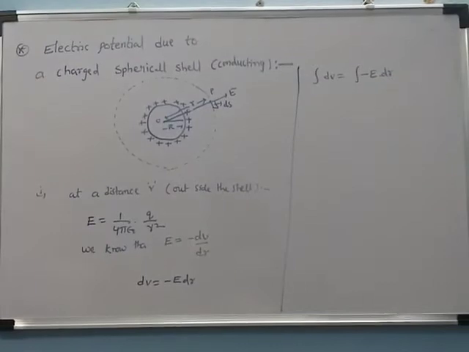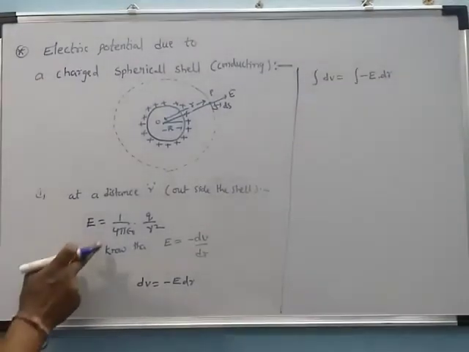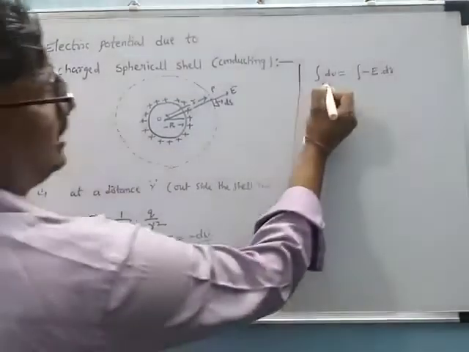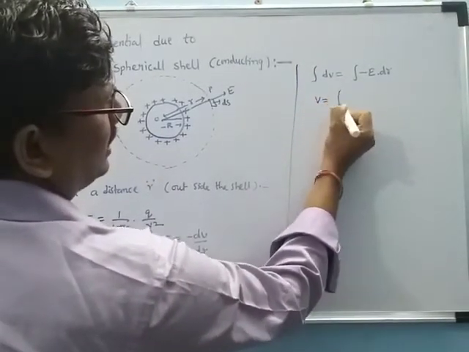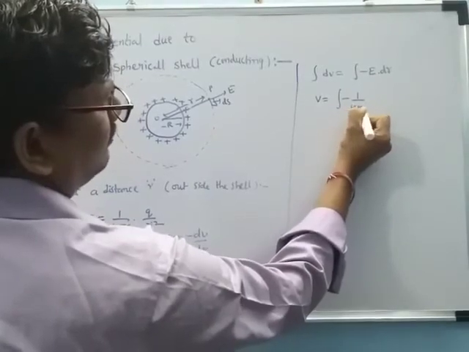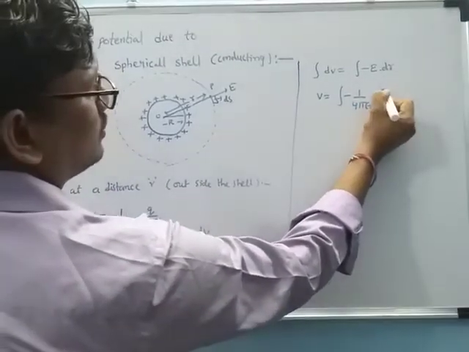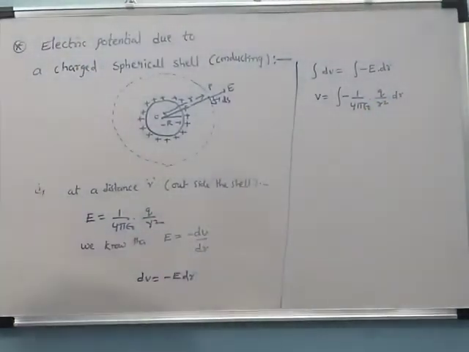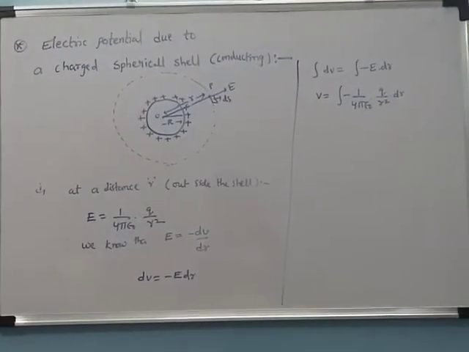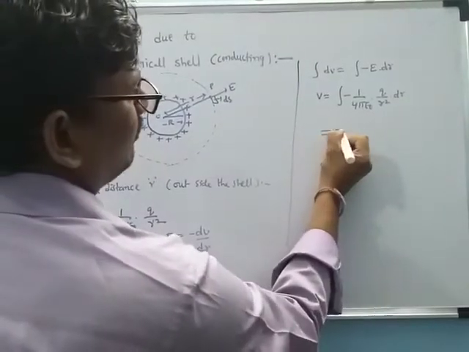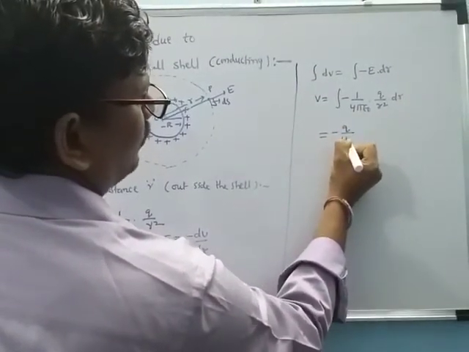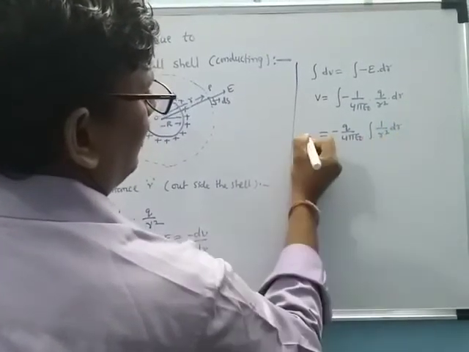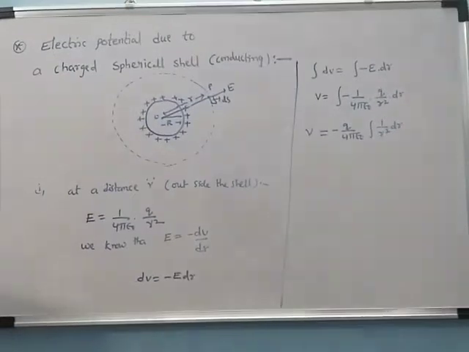Now substitute the E value: E is equal to 1 by 4 pi epsilon naught Q by R square. The integration of dV is equal to the integration of minus 1 by 4 pi epsilon naught Q by R square into dr. Then the constant values are written before the integration: minus Q by 4 pi epsilon naught, and 1 by R square into dr remains.